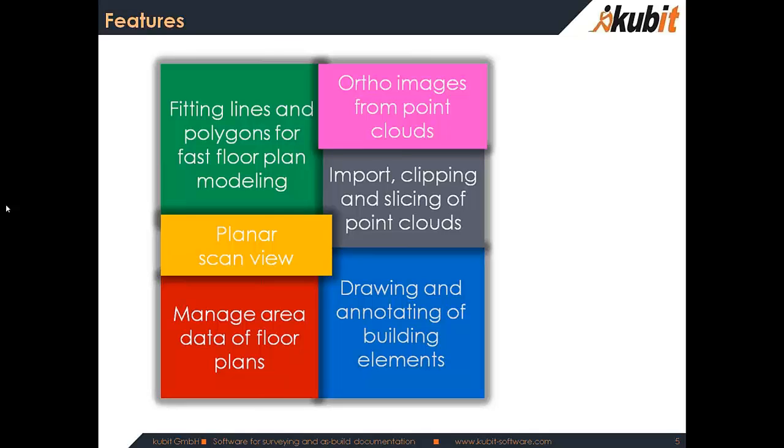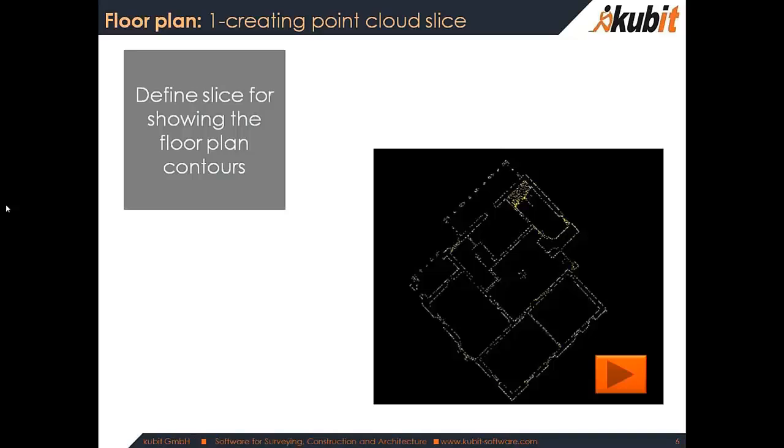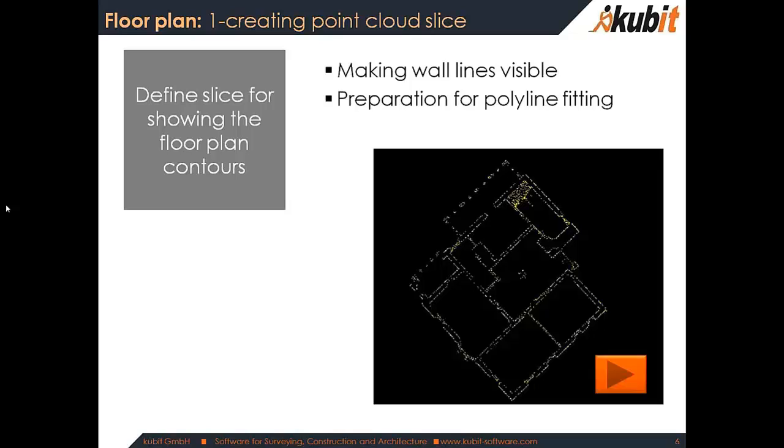I would like to show you a few features using the example of a building floor plan. You can also recognize the typical workflow from the order of the features I show you. At first, we have to load the point cloud, and after this, when you have your point cloud in the drawing, it needs to be clipped for further processing. Therefore, I define a thin slice where we can see the wall contours very clearly. That makes the wall lines visible, and this is the preparation for our next step, which will be the polyline fitting.